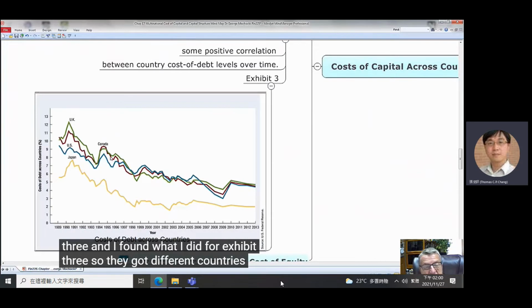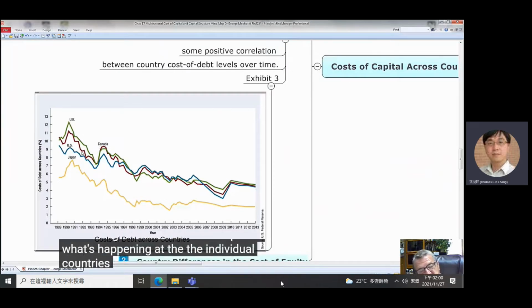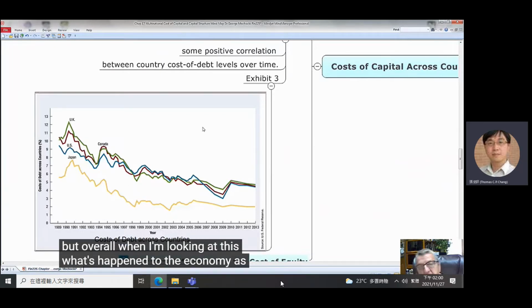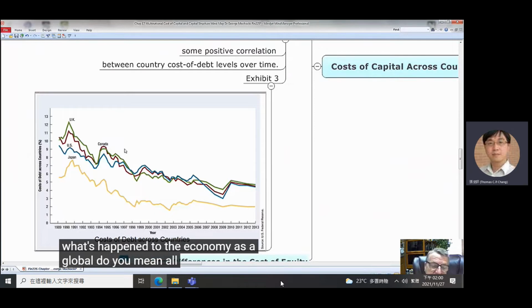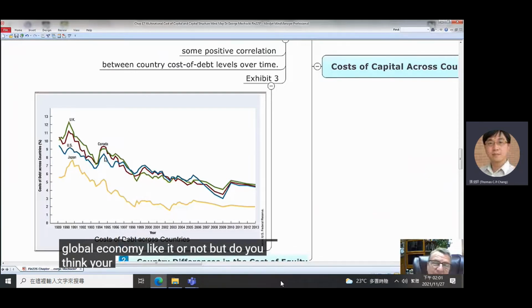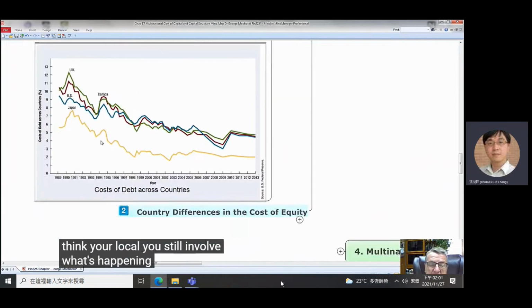So you've got different countries, and look at the patterns. For the U.S., I'm looking at it globally, even though the currencies depend on what's happening in the individual countries, versus Canada and the U.S. But overall, when I'm looking at this, what's happened to the economy as a global whole? Do you see what I mean? All the countries, these are just a few on the list. If you had every country, was there an economic meltdown? Did something happen? Was there a slowdown in China? We work in a global economy, like it or not. Whether you think you're local, you're still involved with what's happening globally.